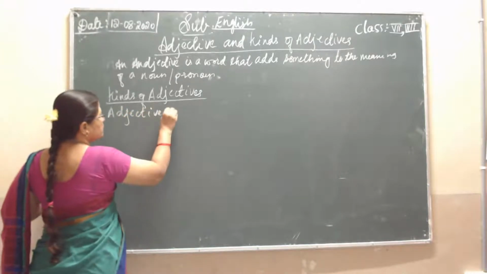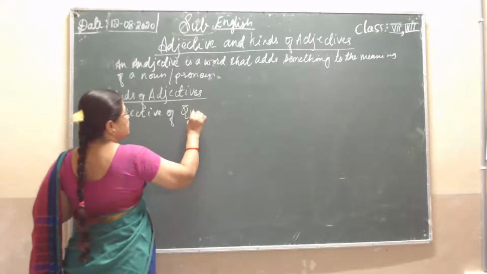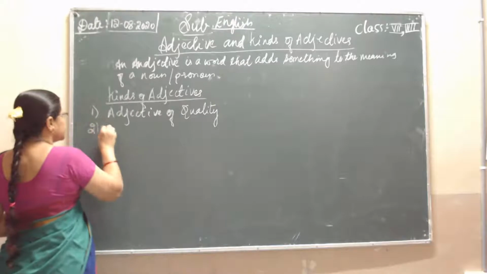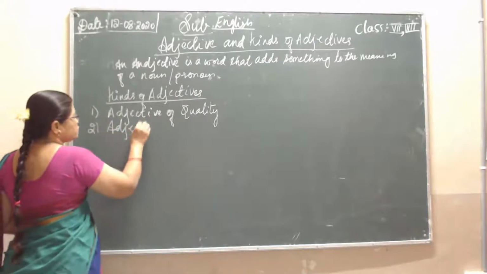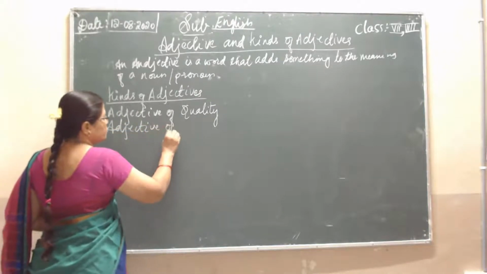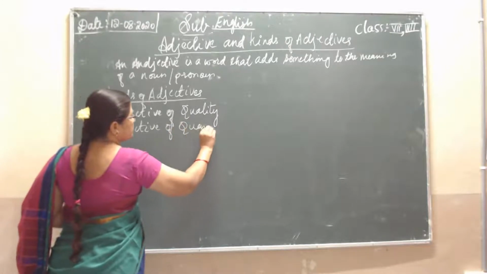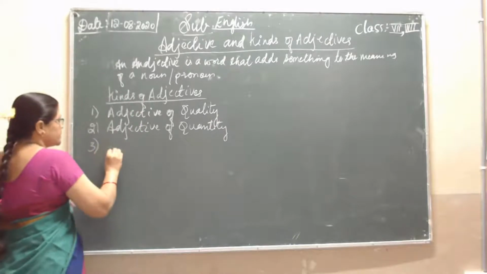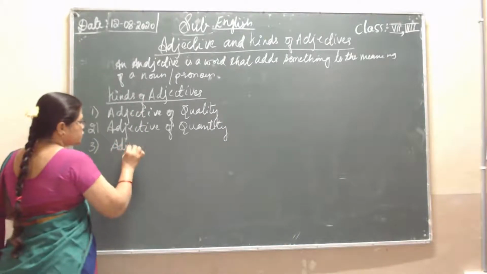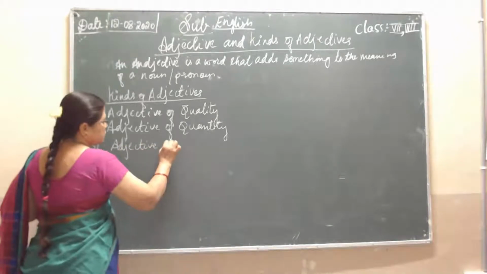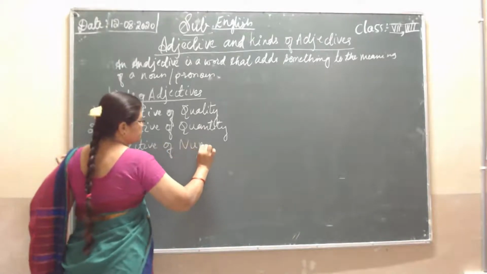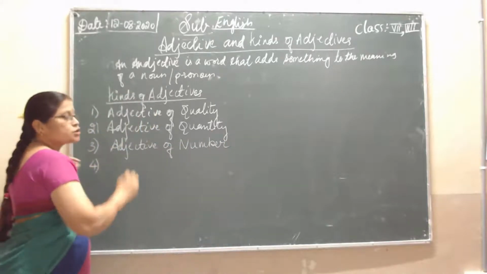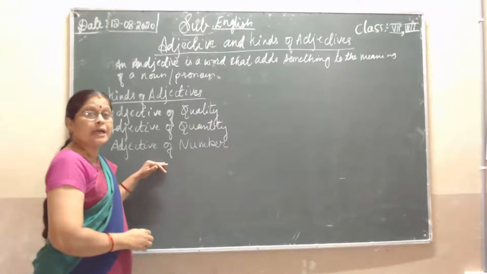The first kind of adjective is adjective of quality. Second is adjective of quantity. Next, adjective of number. Adjective of number can also be called as a numeral adjective.